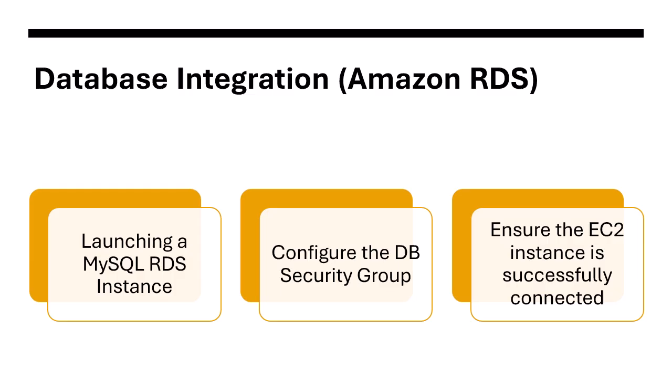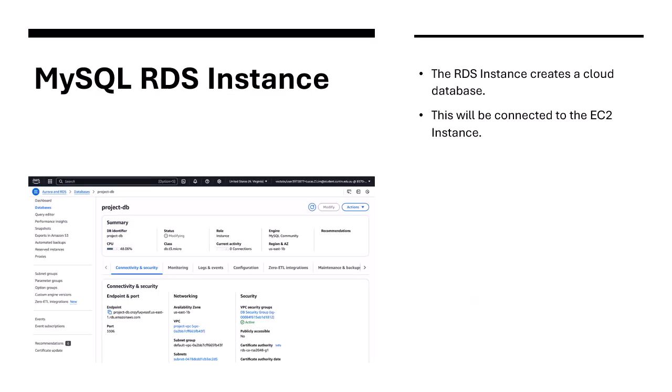The next one would be the database integration, and we used Amazon RDS. This can be split into three sections here, which are launching a MySQL RDS instance, configuring the database security group, and then the final stage would be ensuring the EC2 instance is successfully connected. So this is quite important for actually storing the information. The MySQL RDS instance creates a cloud database, basically, and it will be connected to the EC2 instance. So yeah, this was just a photo of us creating an RDS instance.